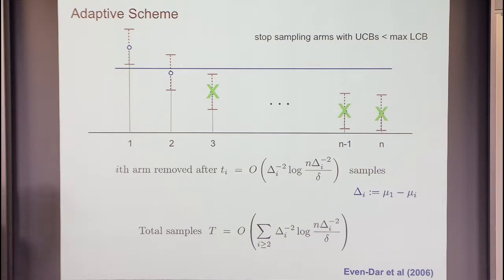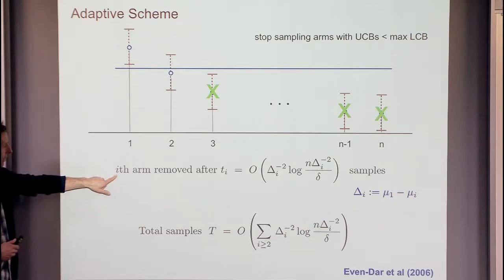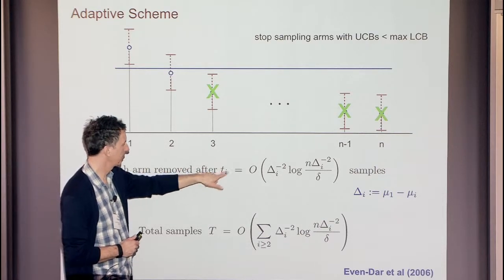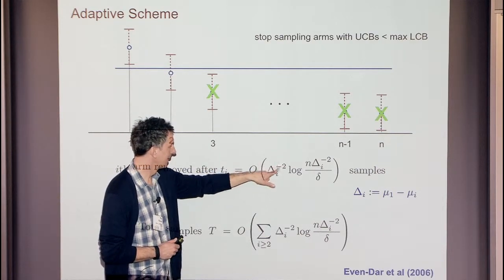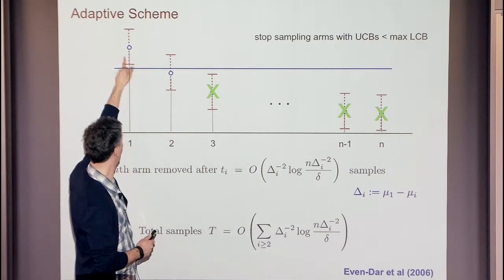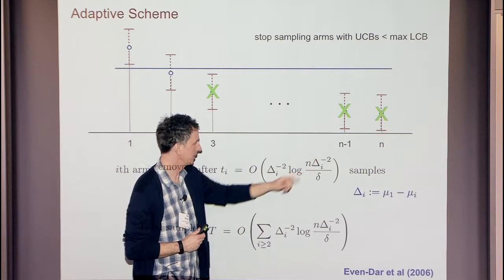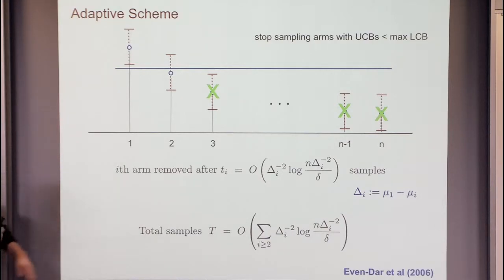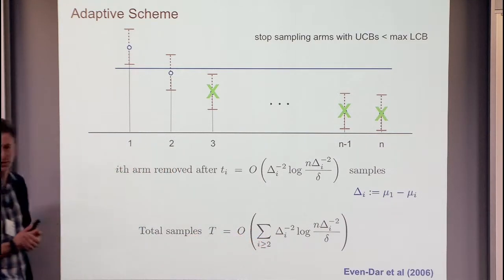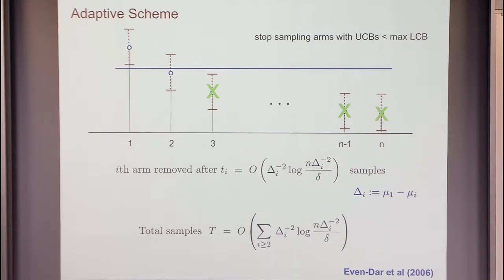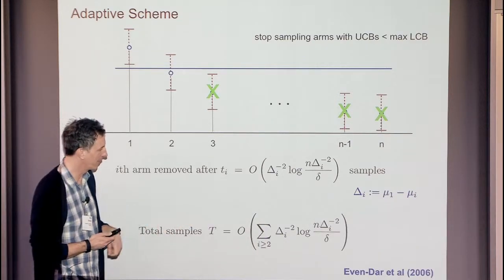Okay? And using the same sort of reasoning that I just had on the previous slide, you would say, well, when would the ith arm be removed? Well, the number of samples you need, T_i, is going to be on the order of the gap Delta_i to the minus 2. And the gap Delta_i is the gap between mu_1 and mu_i. So that's the gap between the top arm's expected reward and the ith arm's. And then you have the same business here, this log n over Delta_i to the minus 2. And then the total samples would be a summation of all those T_i's. Okay? So this is a little bit better than what we had in the non-adaptive thing.